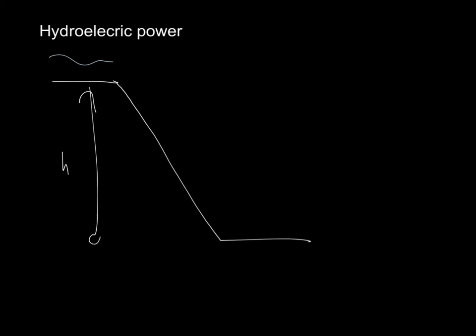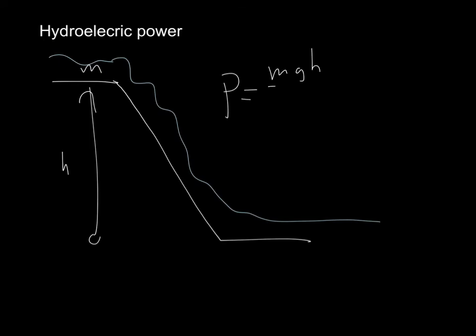Okay, so let's just say that I have water flowing down this way. Well, the power is the energy per unit time. So let's say I have a mass m flowing down every second. So the power will be the energy that my mass had, which is mgh, because it's just the potential energy, mgh, over the time, right?